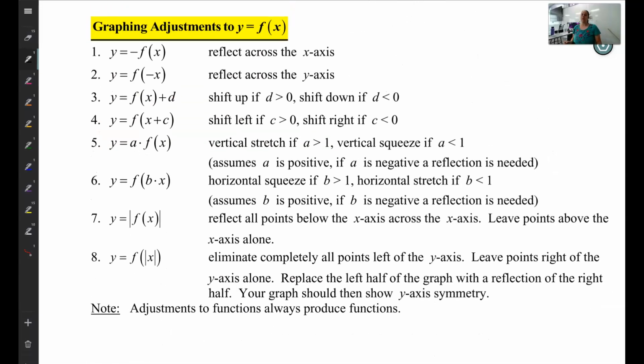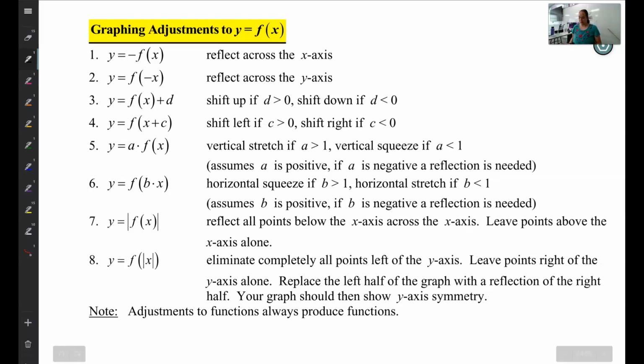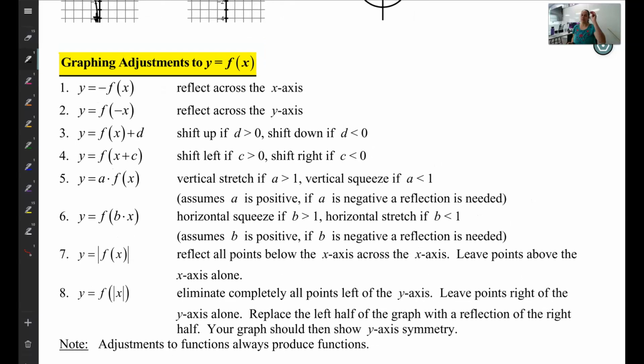Next, graphing adjustments, aka transformations. There are a lot of transformations here, but I'm going to give you a little trick. Instead of memorizing all these different things, there's a little memory trick I use. If something is outside your parentheses or the parent graph or the main part of the function, then you are going to transform it up and down, and it's going to be the same, or intuitive.